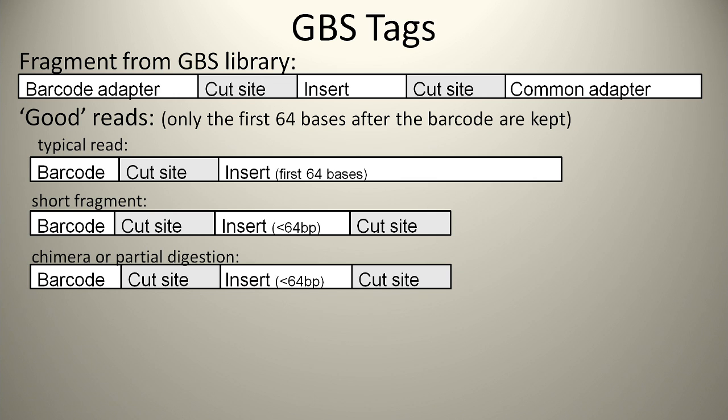So we're looking for good reads, and only the first 64 bases after the barcode are kept. The reason for that is that longer is too much in Java. In other words, it's a way of keeping the memory footprint of the software relatively low.